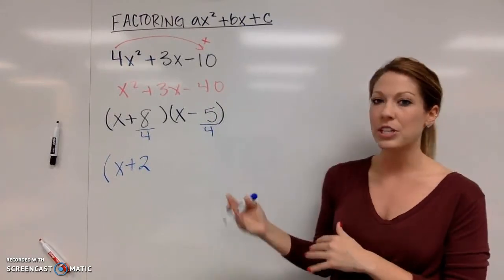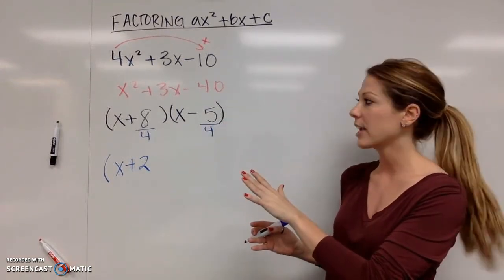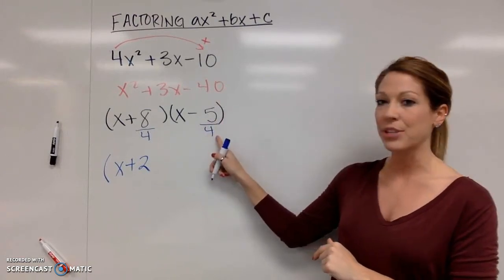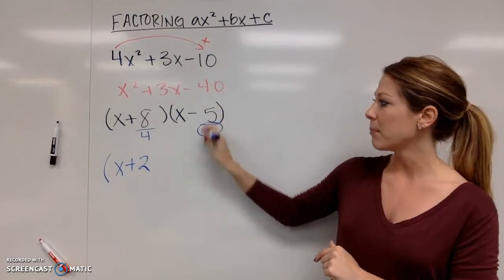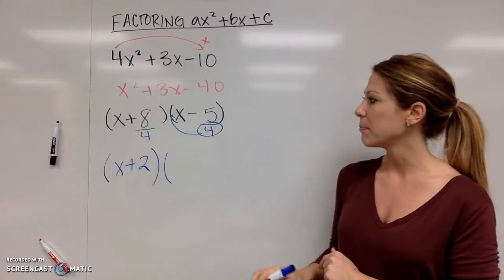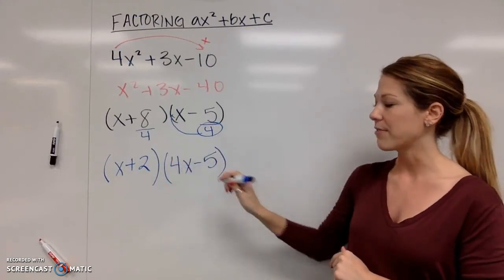So from here, we're going to do what we call bottoms up. This is actually called the bottoms up method of factoring, and here's where it gets its name. When you have a fraction that cannot be reduced anymore, and it can't divide evenly, we're going to take that bottom and move it up front. So our second binomial is going to say 4x minus 5.